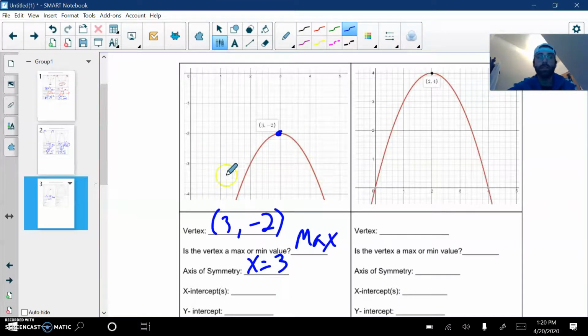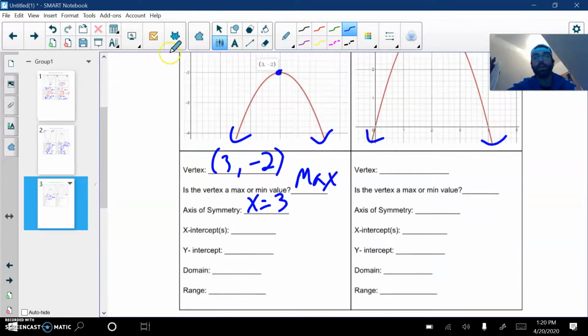Our x-intercepts, well, it looks like since this is opening down, and our vertex is below the x-axis, there are no x-intercepts. What? That's weird.